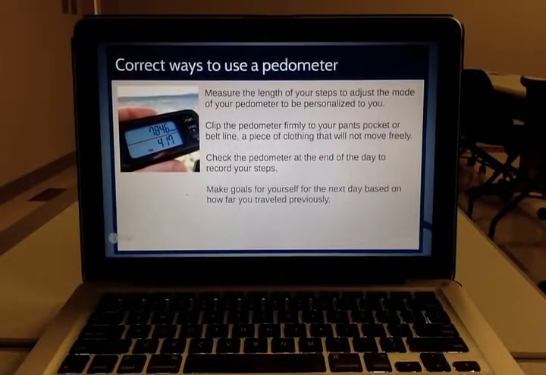A correct way to use your pedometer: you want to measure the length of your steps to adjust the mode of your pedometer to be personalized to you. Some of them are fancy enough to where you're able to do that, like adjust it to your stride length. You clip the pedometer firmly to your pants, pocket, or belt line, or any piece of your clothes that's not going to move freely so it'll shake while you're walking. Check the pedometer at the end of the day to record your steps and make goals for yourself for the next day based on how far you traveled previously.